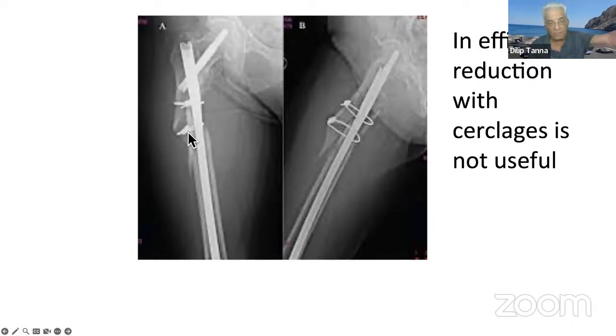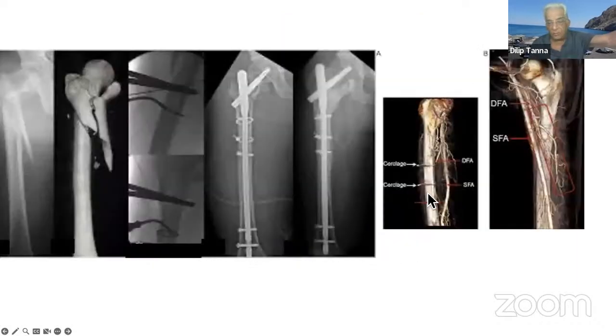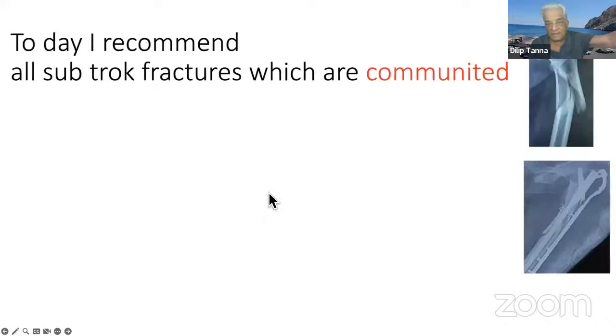Now, if you ended up with this, I feel there is no point in just leaving that. In these situations, I would go ahead and put an adjuvant plate. These are the ones where you see the femoral artery. It's very safe to do at this level and this level. But if you go more proximally, the chances of the femoral artery getting affected are comparatively more, or if you go more distally. So that's the reason why you have to be careful when you're doing this cerclage by the new AO method, which is there.